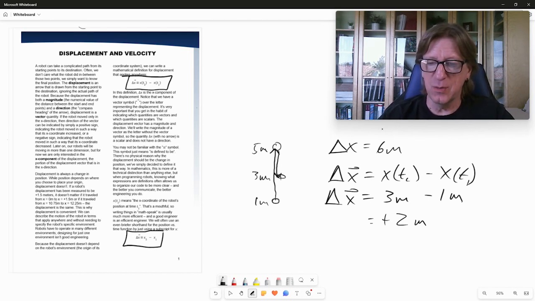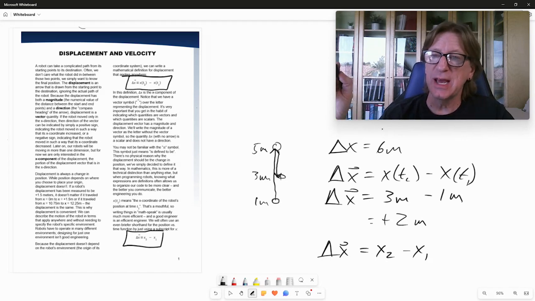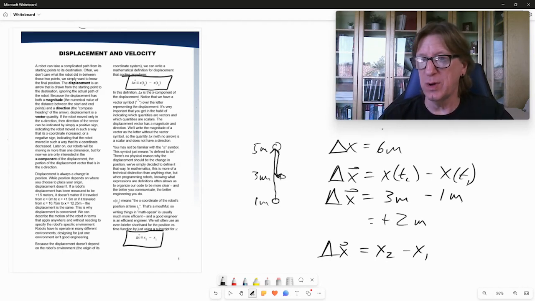So instead, what we will often do is we'll write our displacement. This whole symbol right here means the displacement. And then we'll just say x2 minus x1. That means exactly the same thing. x2 means my x position at time 2. x1 means my x position at time 1. There's a lot of words to say, and we're lazy. So we're going to simplify it using this kind of notation.